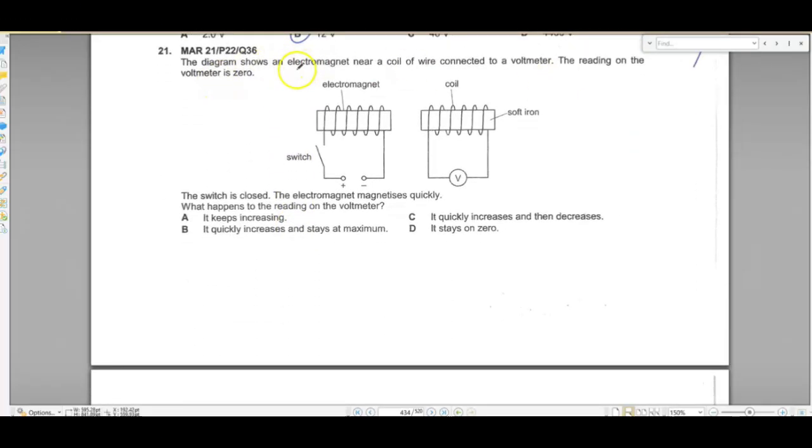Question number 21. The diagram shows an electromagnet near a coil of wire connected to a voltmeter. The reading on the voltmeter is 0. The switch is closed. The electromagnet magnetizes quickly. What happens to the reading on the voltmeter? Okay.